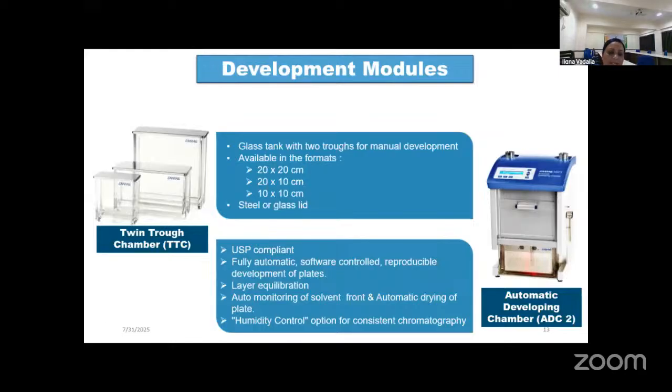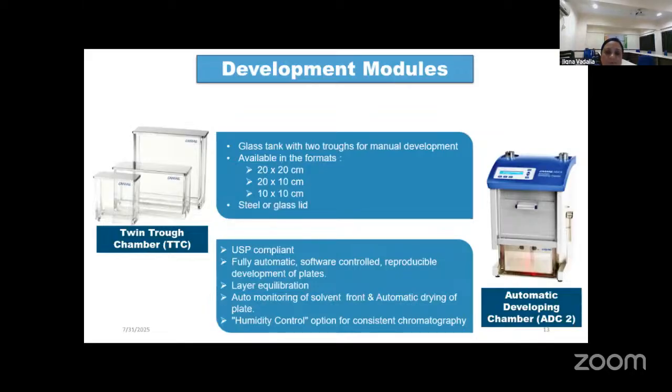So after applying the spot, the next step is developing. For the developing, there are twin trough chambers available in the market. Different sizes of twin trough chamber are there: 10 by 10, or 20 by 10, 20 by 20. So we can select depending on our stationary phase. An automatic developing chamber is also available in the market.